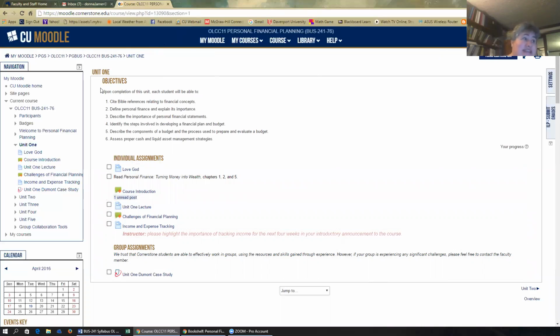So that's your assignments for the week. Read the devotion, look at the introductory post, read the lecture, track your expenses, do the case study. But here's the biggie. Where are you going to get the information from? From the book. Chapters 1, 2, and 5 are what you need to be reading, and your assignments and things about week 1 will come from those chapters.